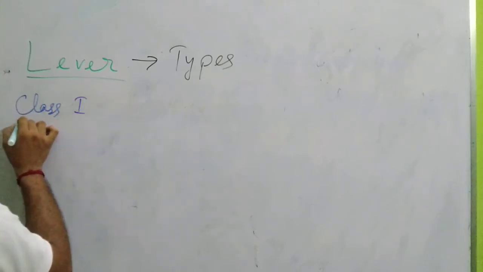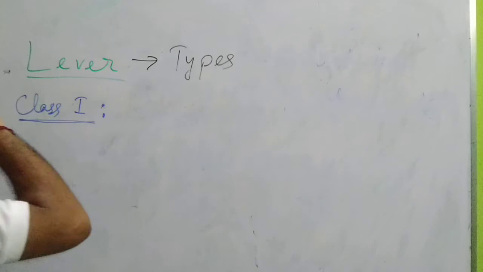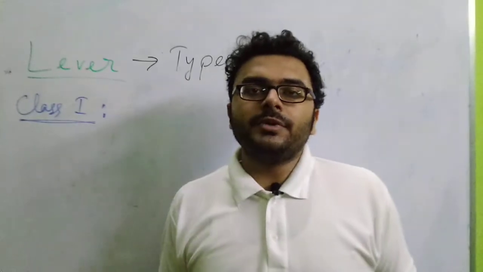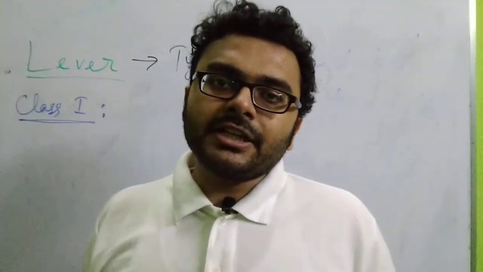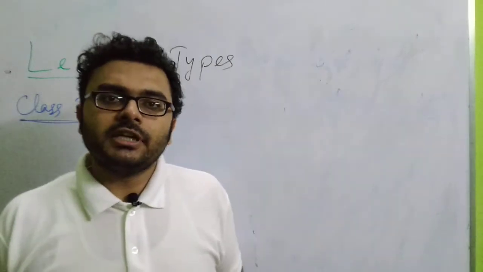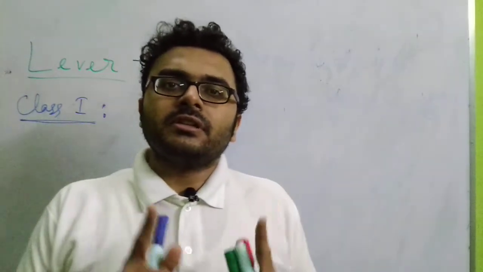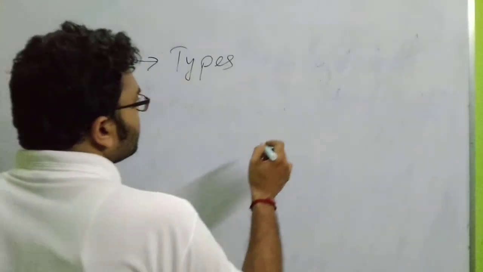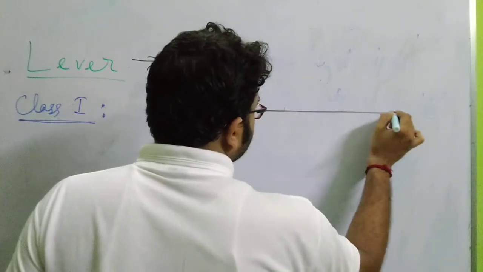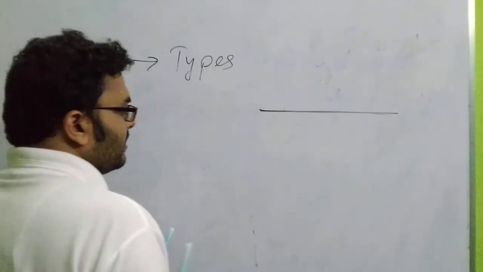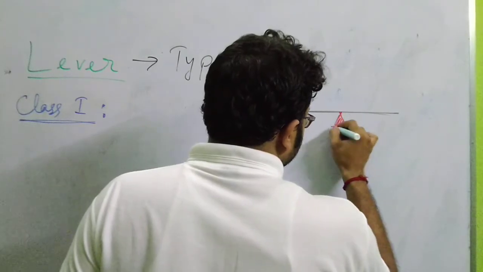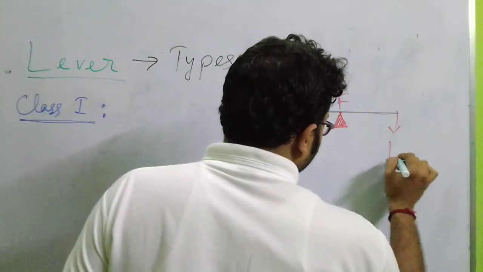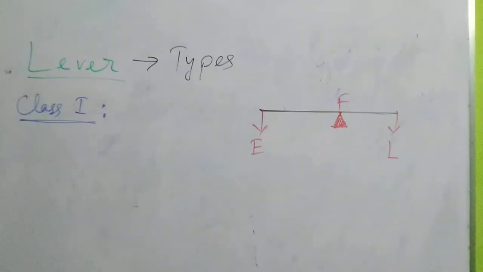Class 1 lever. Okay, so class 1 lever is those kinds of lever in which the fulcrum will be in between the load and the effort. It might not be exactly at the middle point between the load and the effort, but it should definitely be in between the load and the effort. So for class 1 lever, I am representing this by the diagram. Class 1 lever is something like this, where the fulcrum will be in between the load and effort. Here is the effort, say, here is the load. So this is the schematic representation diagram of the class 1 lever.